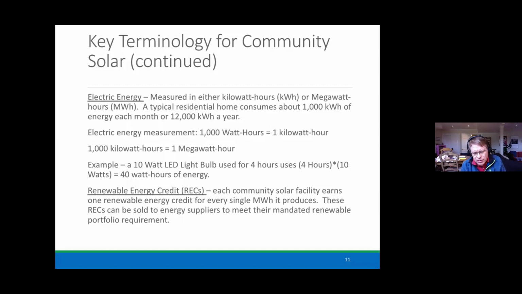The other thing I wanted to take a moment to introduce to you is renewable energy credits. There are renewable portfolio standards in New Jersey and each of the states we operate in. Each supplier of energy in the market is required to match their energy supply with a certain number of renewable energy credits. Every renewable resource in New Jersey earns renewable energy credits. You get one renewable energy credit for every single megawatt hour that's produced. And these RECs can then be sold and traded with energy suppliers to meet their mandated renewable portfolio requirement.